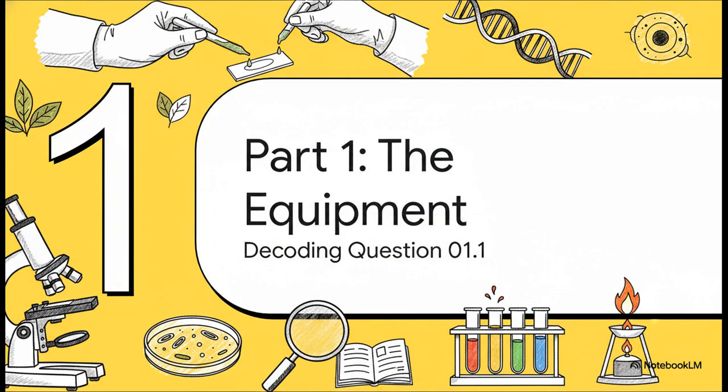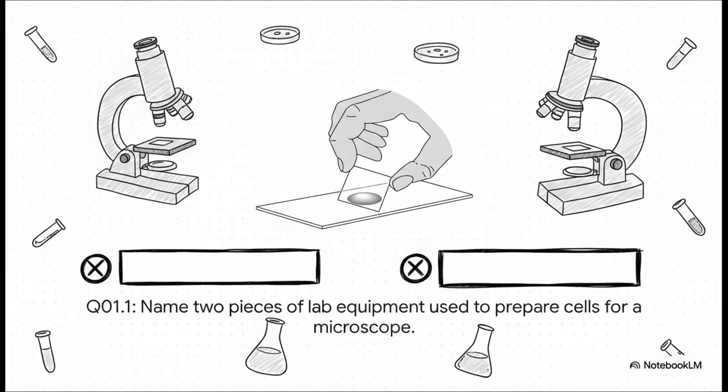This is a 2-mark question, and it's all about how you'd prepare a slide to look at under a microscope. Let's see what the question actually is. Okay, so here it is. You can see the image there. A student is getting a slide ready, and the question is pretty straightforward. Name 2 pieces of lab equipment they could have used. There are 2 marks up for grabs here, 1 for each correct piece of equipment. What would you write down?